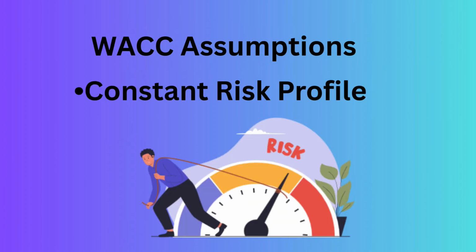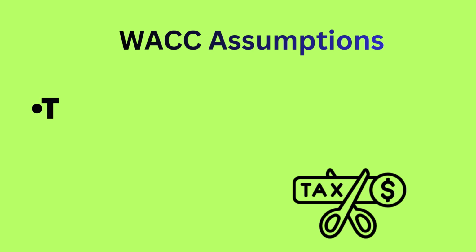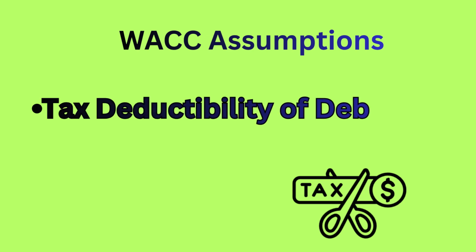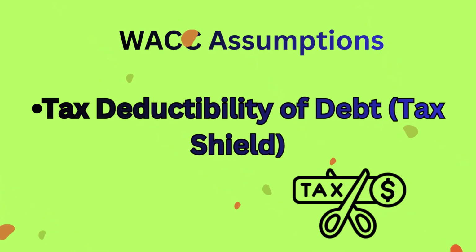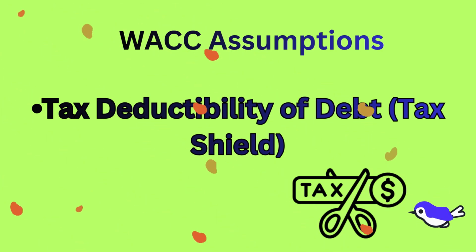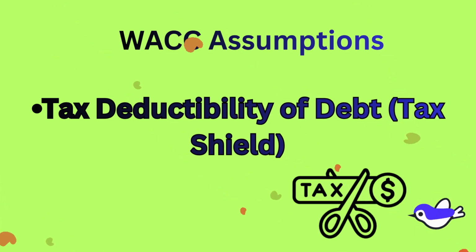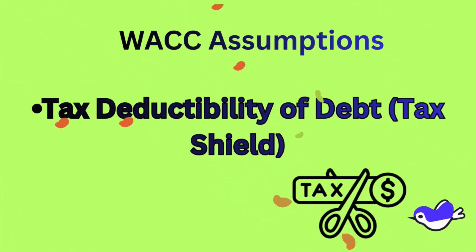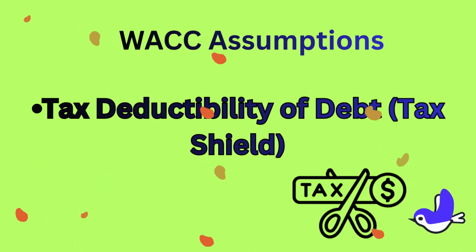The third one is constant risk profile, which means a company's business and financial risk is assumed to stay constant, meaning the project being evaluated has similar risk to the overall business. The last one is the tax deductibility of the debt. Normally we call it tax shield. It assumes the interest payments on the debt are fully tax deductible, a tax shield, which lowers the cost of debt.